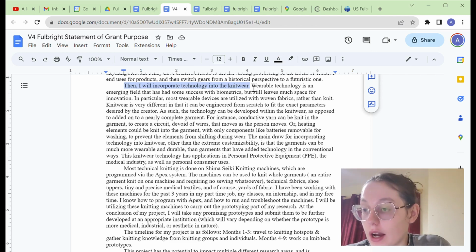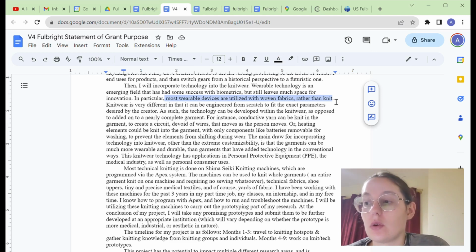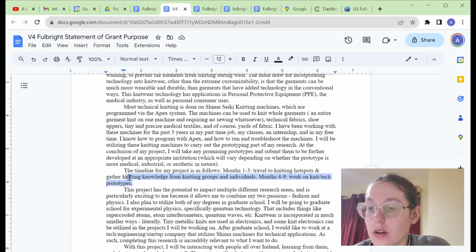I talked about why that was important, because it's an emerging field, but it has a lot of space for innovation. I specifically talked about how wearable devices are usually utilized with woven fabrics rather than knit, so this is unique. Pointing out why this project is important and why it hasn't been done before can be helpful.